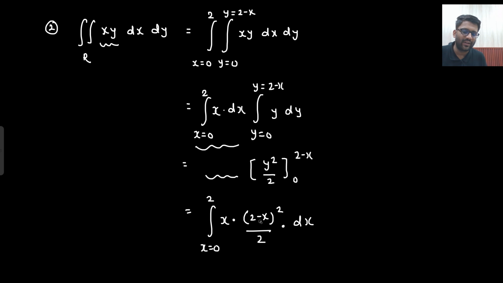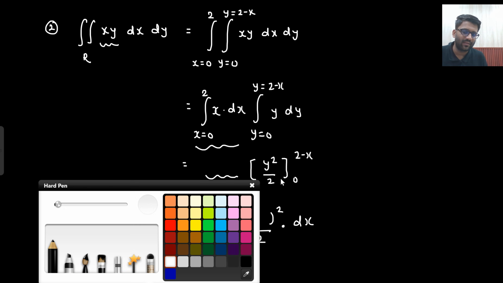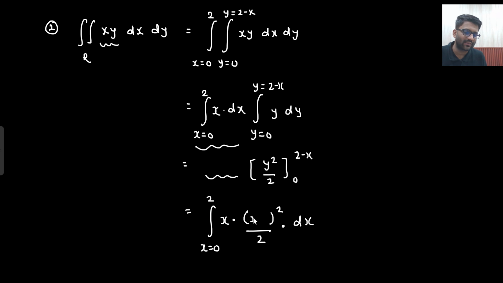This 2 minus x could be written as x minus 2 as well, right? Negative sign you can take common, and already there is a square, so this can be written as x minus 2 as well. It just looks good, that's why I am putting x minus 2, nothing else. So what you will get? 1 by 2 can be taken outside. Limit of x will go from 0 to 2.